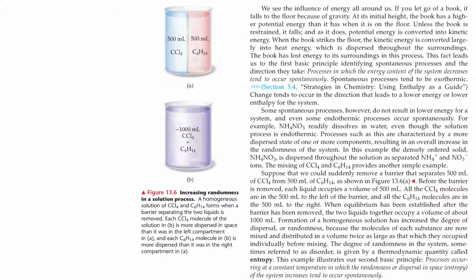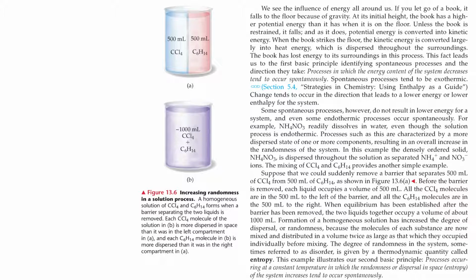The mixing of carbon tetrachloride and hexane provides another simple example. Suppose that we could suddenly remove a barrier that separates 500 mL of carbon tetrachloride from 500 milliliters of hexane, as shown in Figure 13.6. Before the barrier is removed, each liquid occupies a volume of 500 milliliters. All of the carbon tetrachloride molecules are in the 500 milliliters to the left of the barrier, and all of the hexane molecules are in the 500 mL to the right.